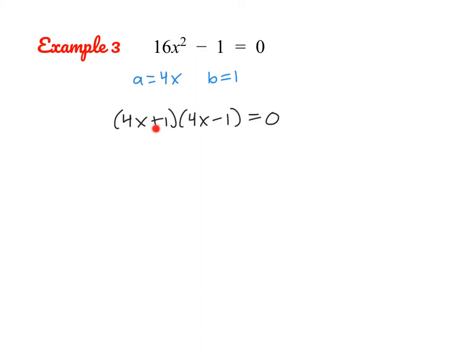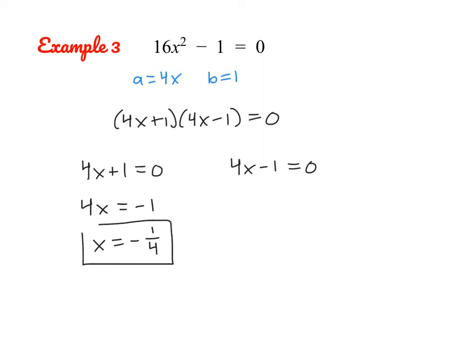So now that our equation is factored, we're going to use the zero product property, and we're going to take each factor and set it equal to 0 separately, like this. And then from here, we just finish solving. So here we can subtract 1 from each side, and then divide by 4. So x equals negative 1/4. That's one of our solutions.